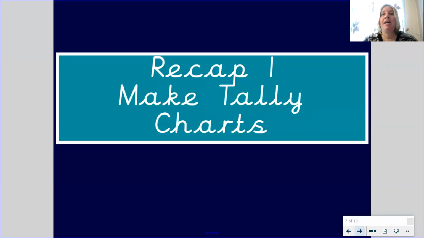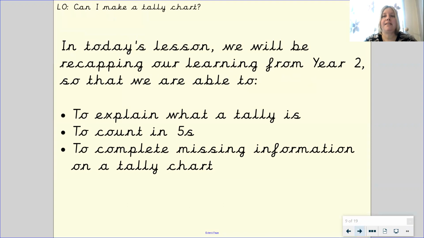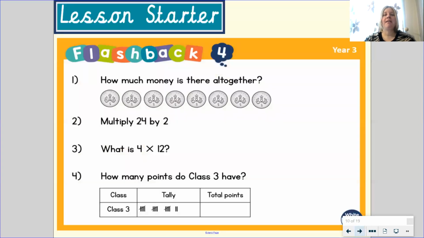So today, our lesson is a recap from year 2, when you learned how to make tally charts. Our learning objective is, can I make a tally chart? In today's lesson, we will be recapping our learning from year 2 so that we are able to explain what a tally is, to count in fives, and to complete missing information on a tally chart. Let's start with our lesson starter.